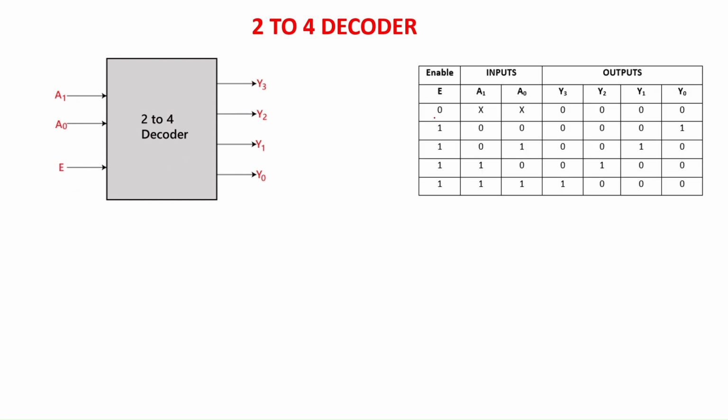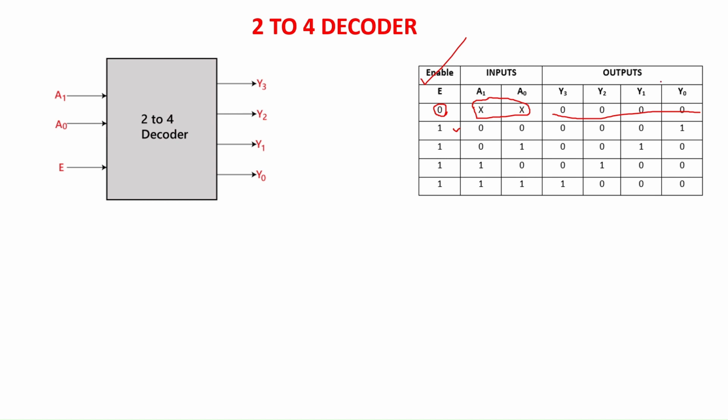This is the truth table for the 2 to 4 decoder. When the enable input is 0, irrespective of the two inputs A1 and A0, the outputs Y0, Y1, Y2 and Y3 are 0. When the enable input is 1, the output will be according to the input. When the enable input is 1 and both A1 and A0 are 0, Y0 is set to 1.